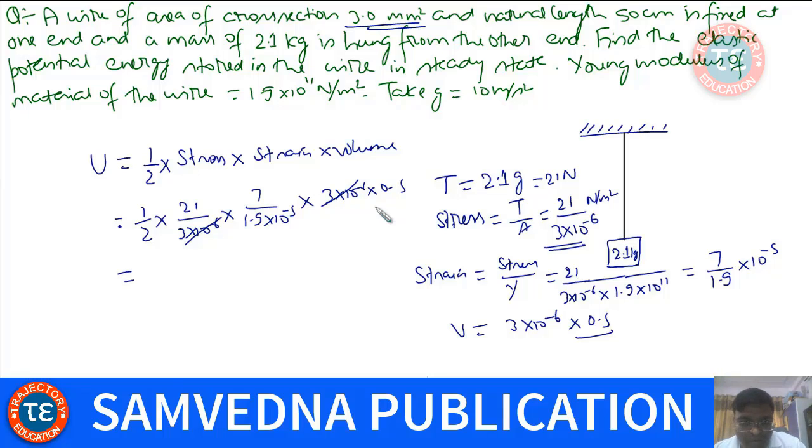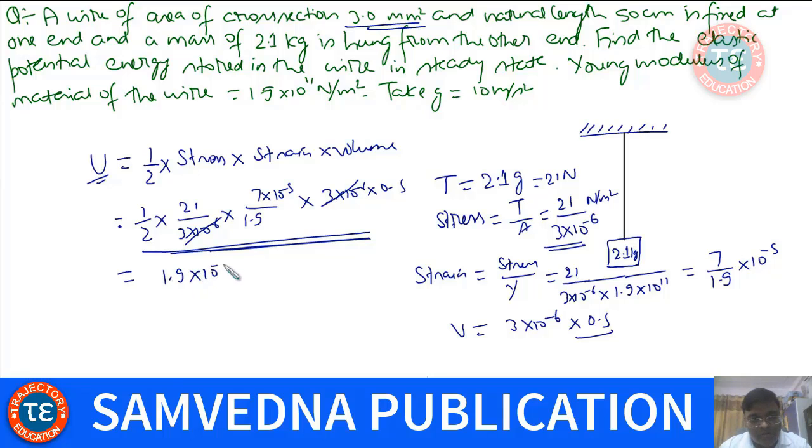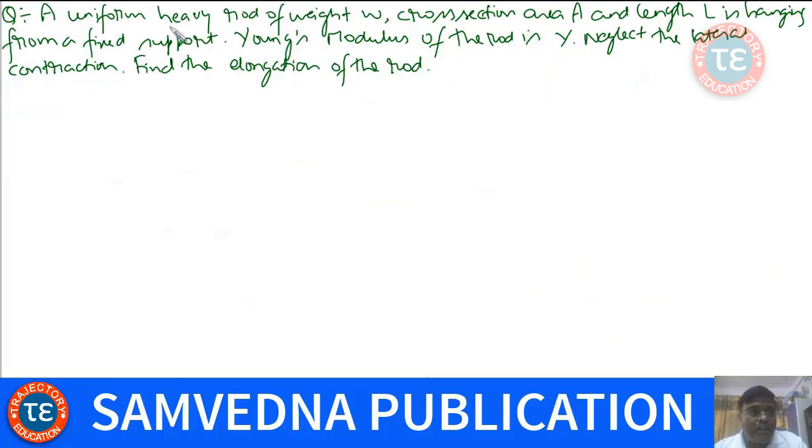You can calculate it, I think. So this 10 to the power 5 will be upward. It will be like this. Okay, just calculate this. This will give you the answer of energy stored in potential, elastic potential energy. The answer will come out to be 1.9 10 to the power minus 4 joule. Just calculate it for yourself. Okay, let's move to next question.